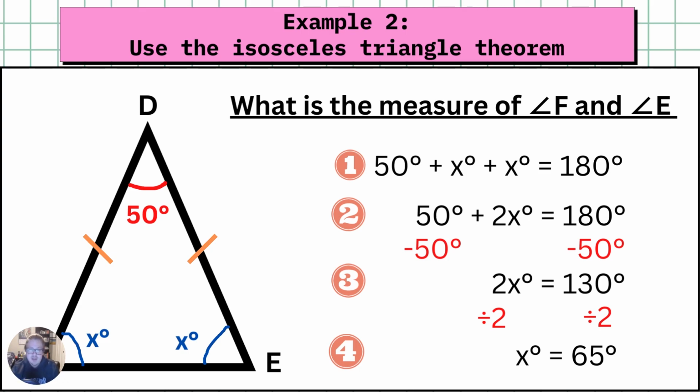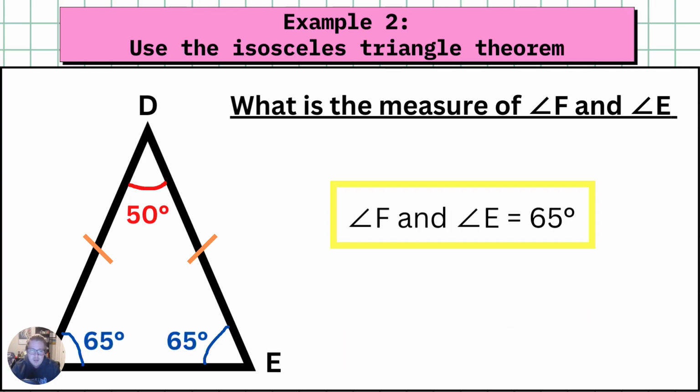1x plus 1x obviously is 2x, okay? x is basically like 1x. All right, so that's 50 plus 2x is equal to 180. All I have to do now is subtract 50 on both sides. Okay, 180 minus 50 is 130. The last thing I have to do, of course, is divide by 2 on both sides, and that gives me that x is equal to 65. Okay, so both angle F and angle E are 65 degrees because they're equal to each other.